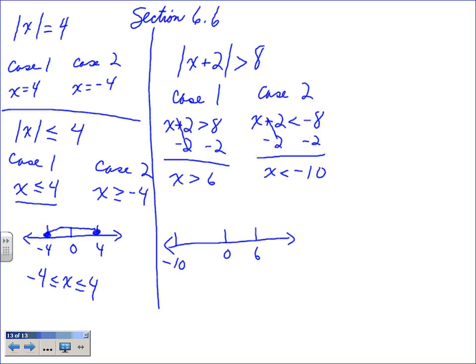Do I have closed circles or open circles? Open. And let's do the 6 first. X greater than 6. That goes to the right, doesn't it? Over here, x is less than -10. It is an or statement, right? So x is greater than 6, and we read out the word "or" x is less than negative 10. Okay, all set with that?